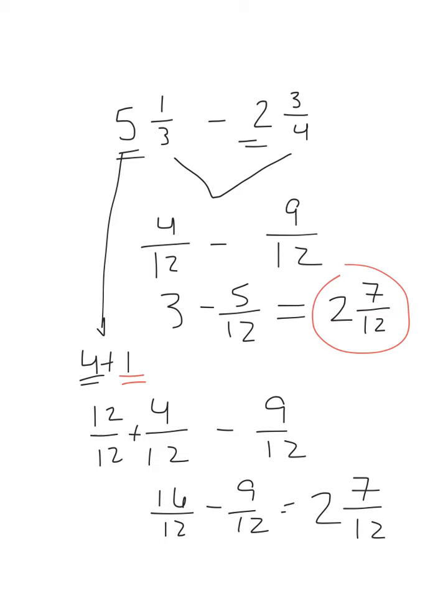We can turn 1 into 12 twelfths, because 12 twelfths is 12 divided by 12, which is the same as 1. So we know 12 plus 4 is 16 twelfths. 16 twelfths minus 9 twelfths is 7 twelfths, but we still have to go back and subtract the 4 we had left over minus the 2 to give us our 2. So either way, you're going to have 2 and 7 twelfths. It's really where you feel more comfortable.